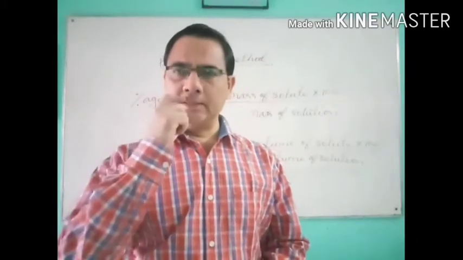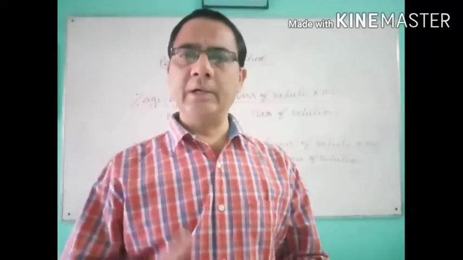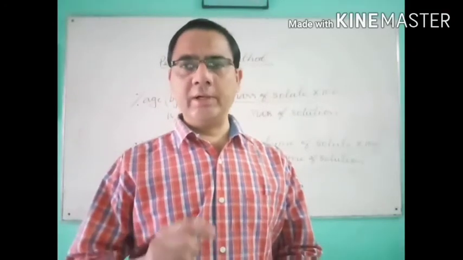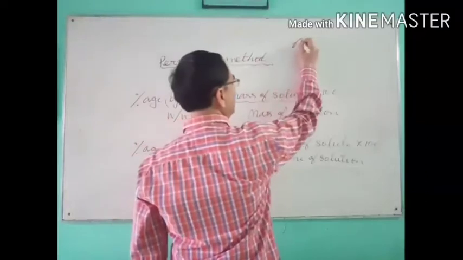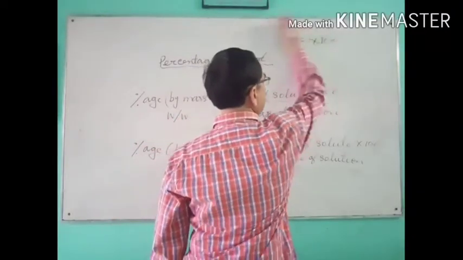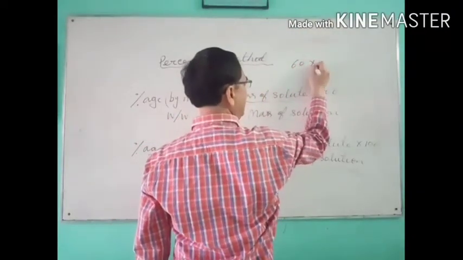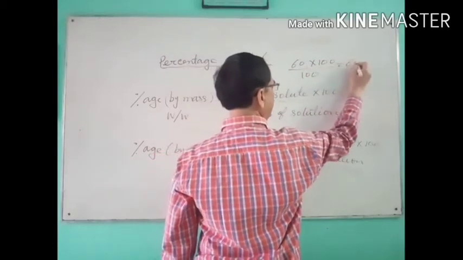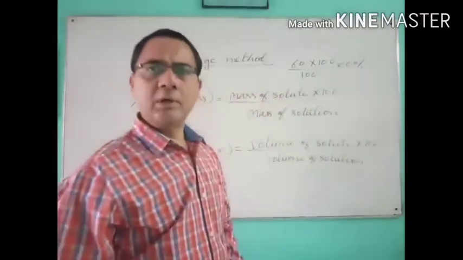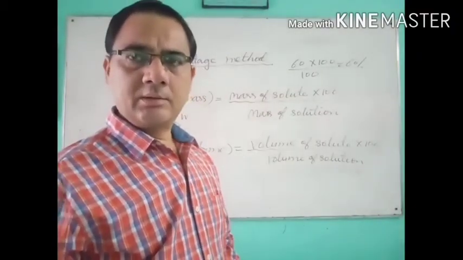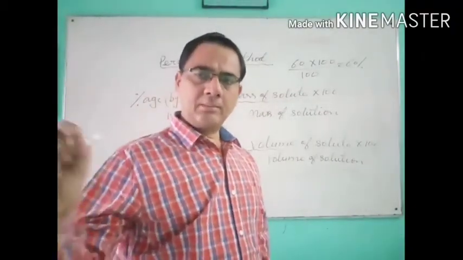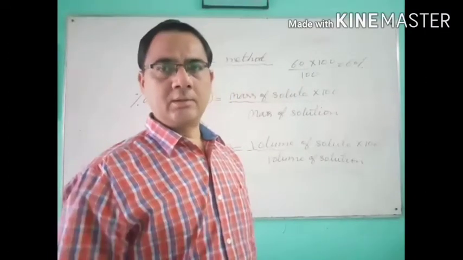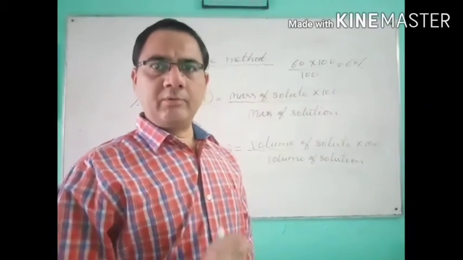You calculate the 60 marks, that is 60 multiplied by 100 upon total marks. So how you calculate? That is 60 multiplied by 100 upon 100, and you say that I have got 60% marks. It means marks obtained multiplied by 100 upon total marks. So the same concept we will use here.